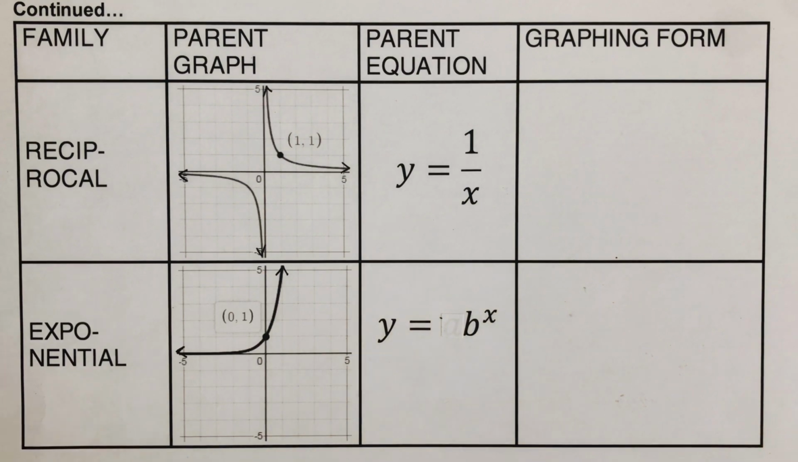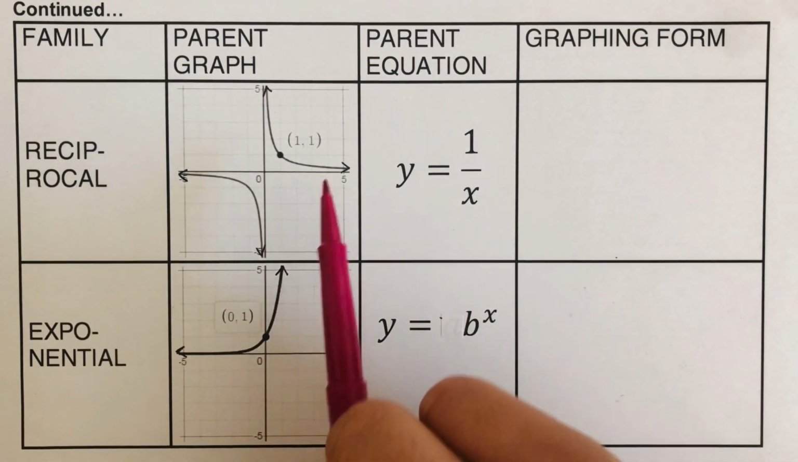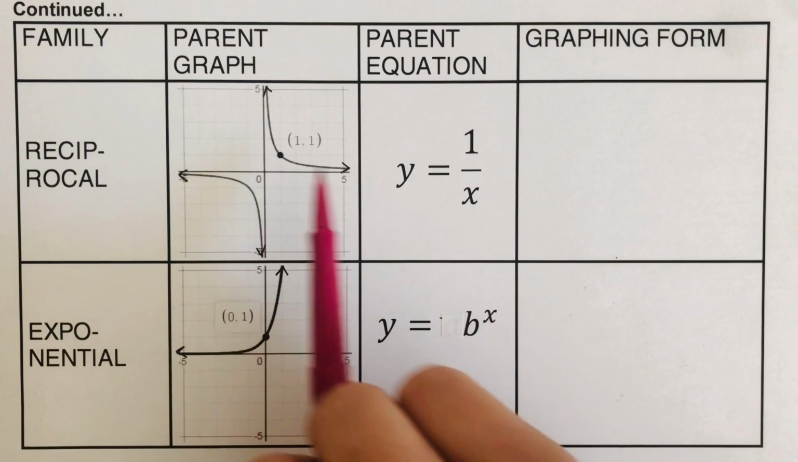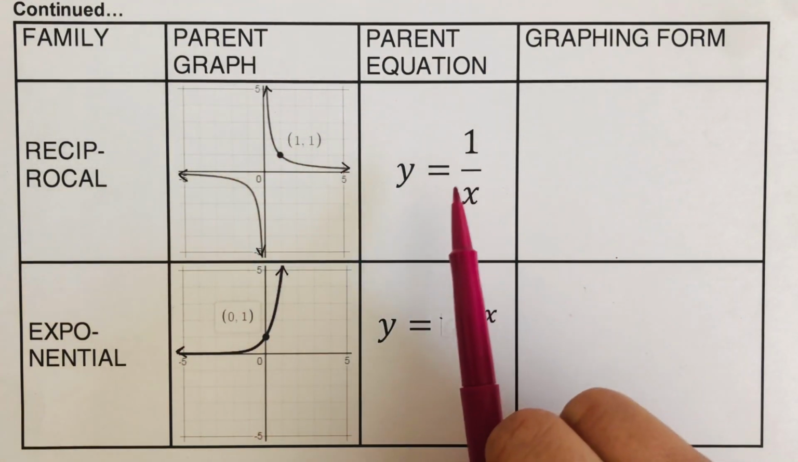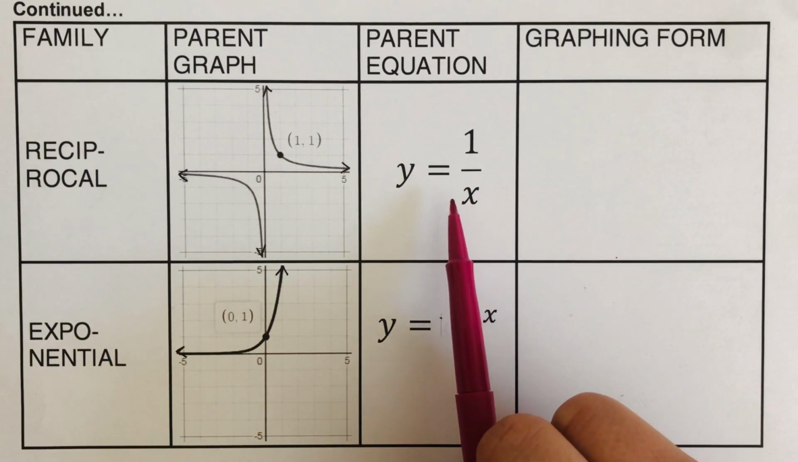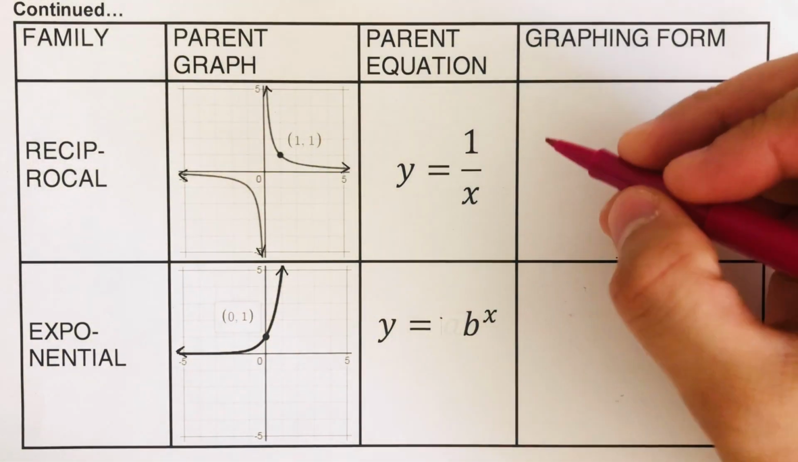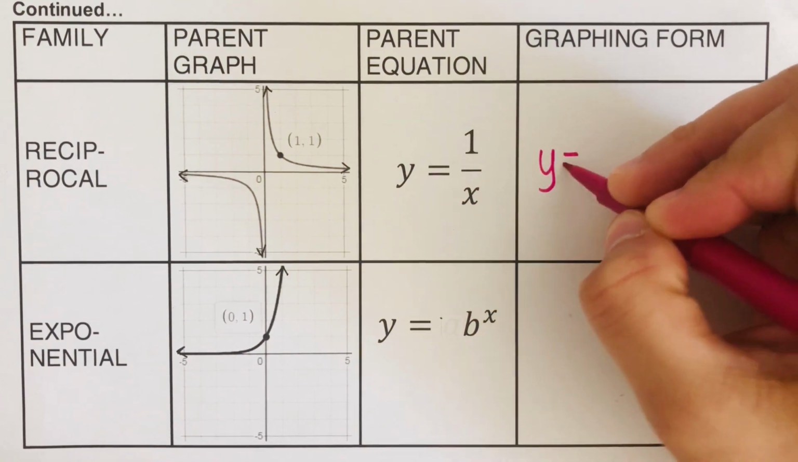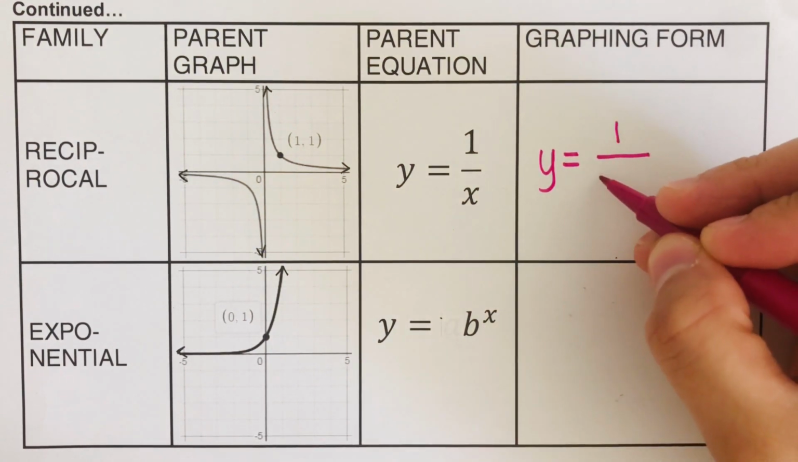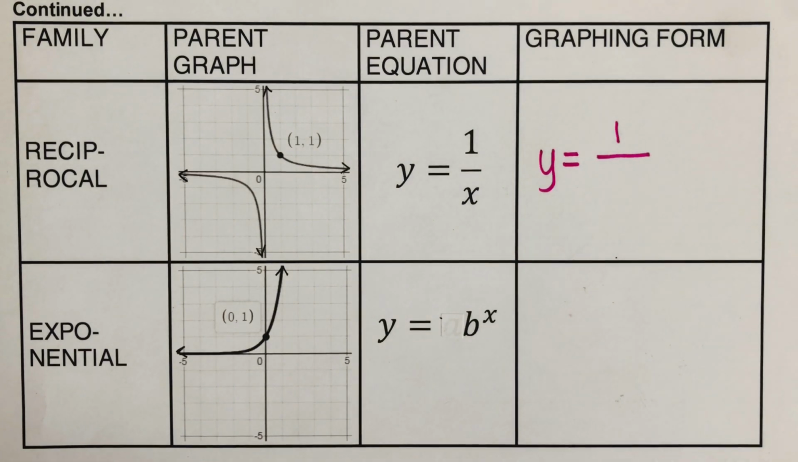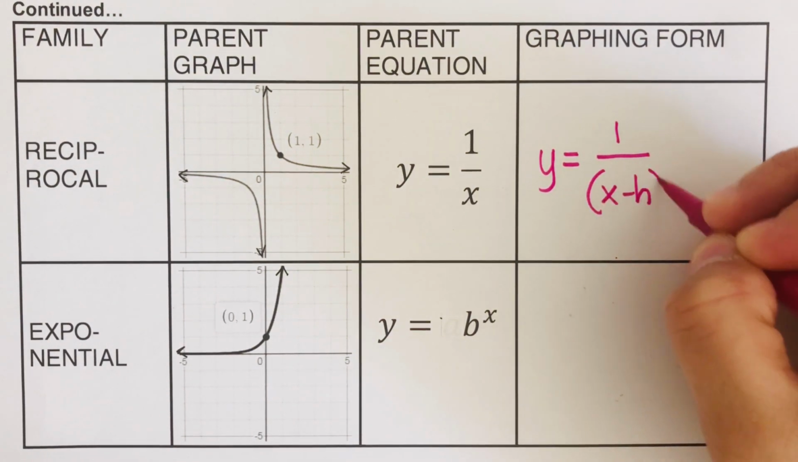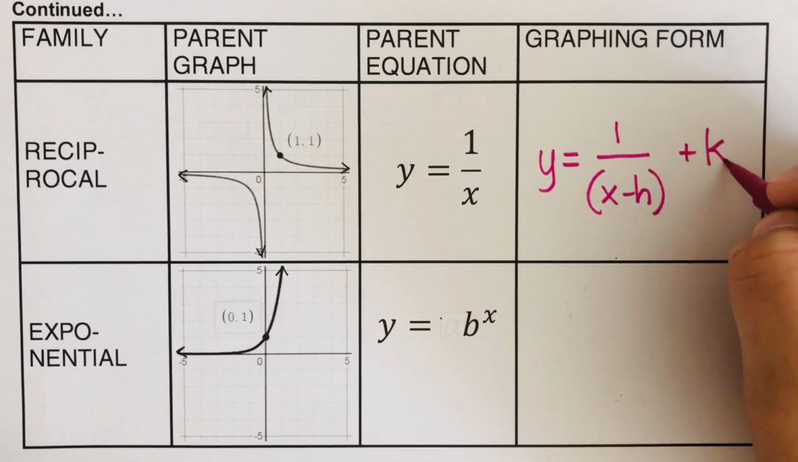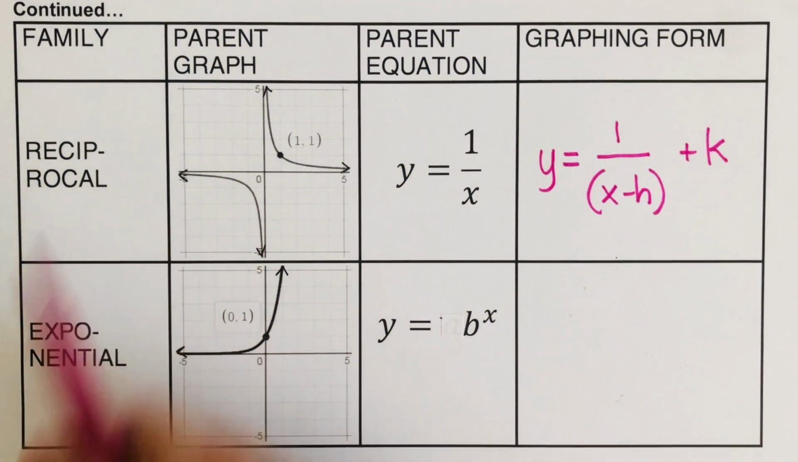Okay, so we go over the problem here, reciprocal function. It's like a hyperbola function, and this is the locator point. So this is the parent equation of a reciprocal function. And so to write the graphing form for this, that would be y is equal to 1 over. Again, h goes with x since h translates the graph left or right. So that would be x minus h and then plus k. So that's the graphing form of a reciprocal function.